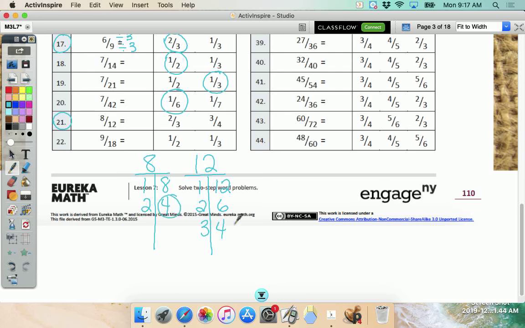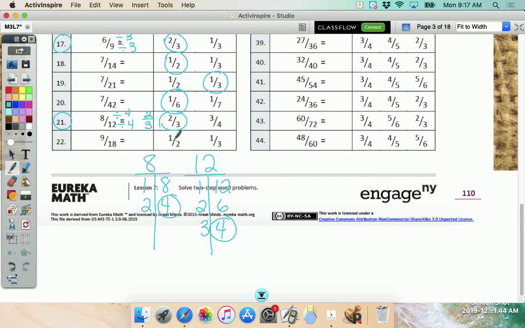Now all I do is find the largest number that they share. What's the largest number they share? 4. So that's not my answer. That's what I divide by. And we're going to practice it a few more times. So what's 8 divided by 4? 2. What's 12 divided by 4? 3. So what's the answer to that one? 2/3. We're going to practice it again.